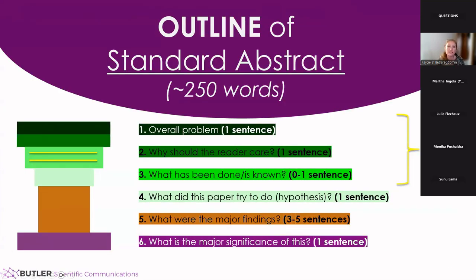So here for you guys is an outline of a standard abstract. This is for a standard abstract, which is about 250 words. Usually you're going to have 1 to 2-ish sentences for a problem and why the reader should care at the beginning, 0 to 1 sentences of the previous work or what has been done, 1 sentence of a goal or hypothesis statement, somewhere between 3 to 5, depending on the length of your sentences, of your results, and 1 of your major findings. So this is how I suggest putting together your standard length abstract.